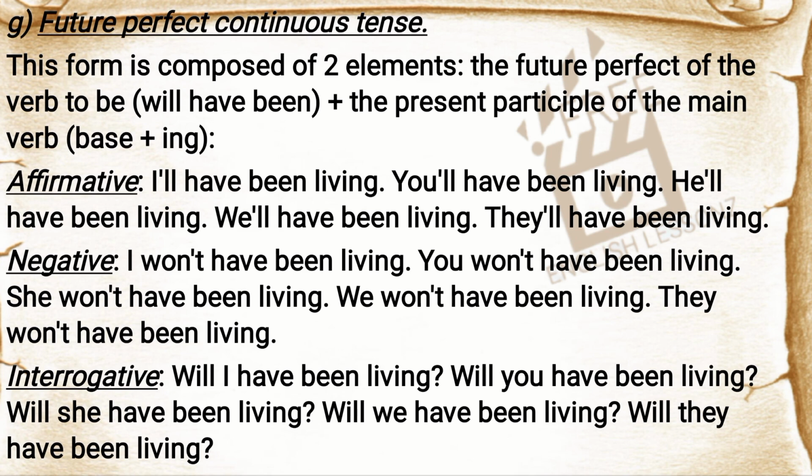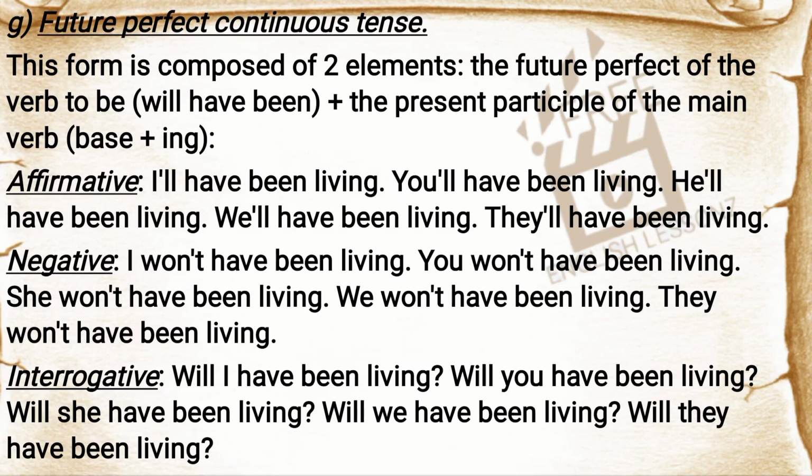This form is composed of two elements, the future perfect of the verb to be, will have been, plus the present participle of the main verb, base plus ing. Affirmative: I'll have been living, you'll have been living, he'll have been living, she'll have been living, they'll have been living. Negative: I won't have been living, you won't have been living, she won't have been living, we won't have been living, they won't have been living.